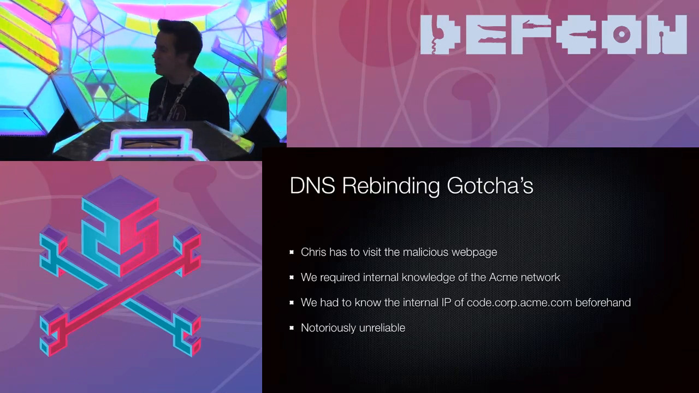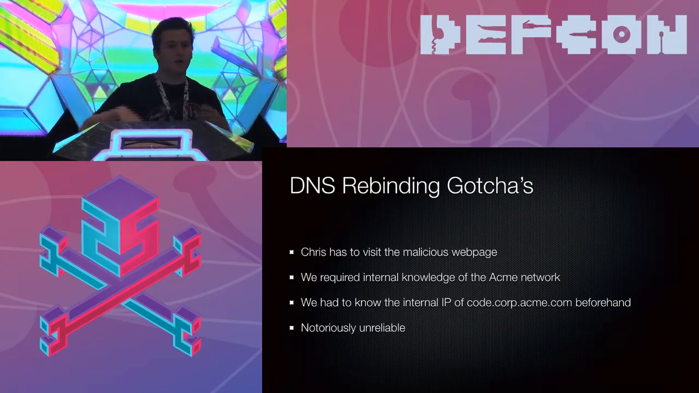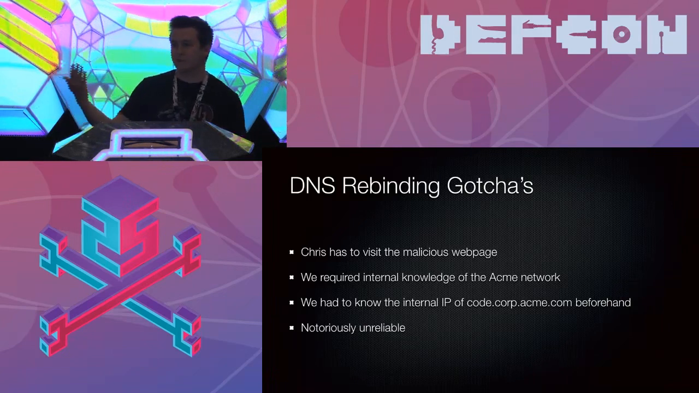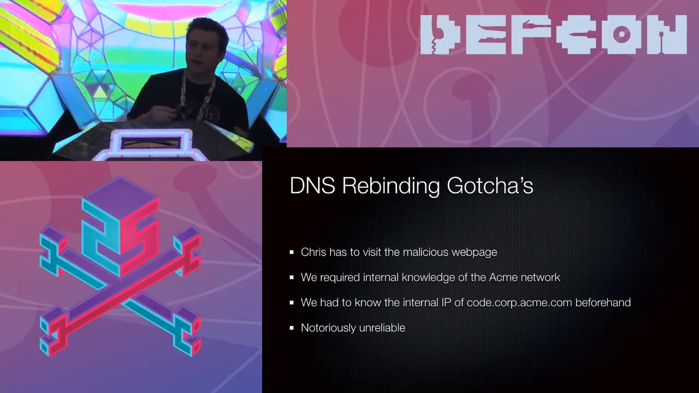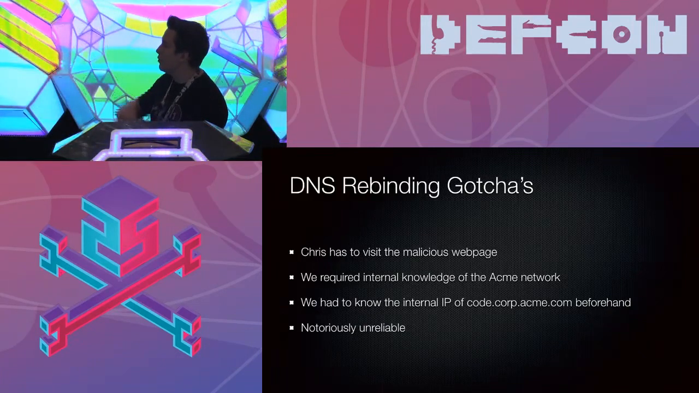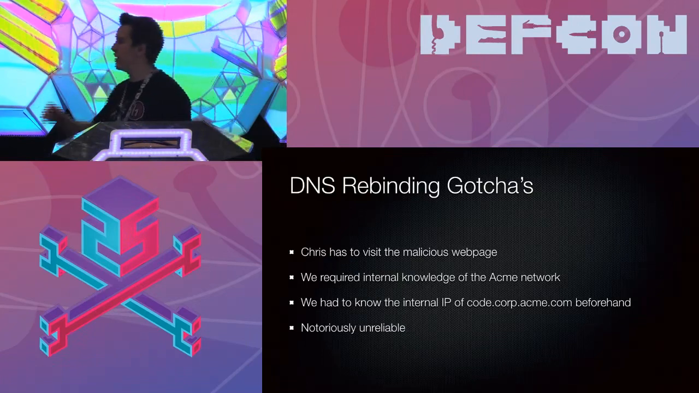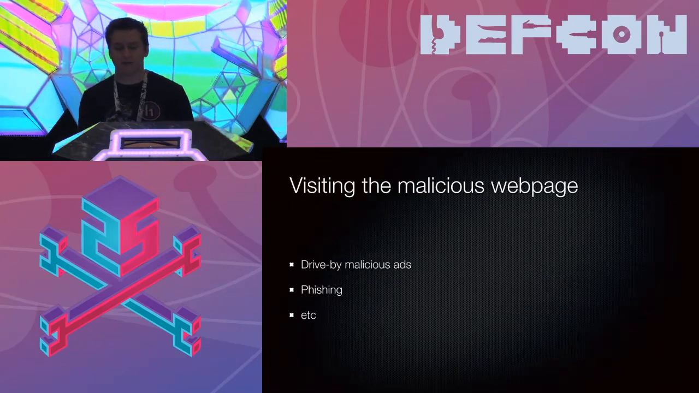So for those of you that don't work with split DNS, basically the way it works, if you're on the corporate intranet, you have certain results that will only resolve when you're inside of the network. And the way that works is your DNS resolver, when it gets a query, looks at it and says, is this coming from inside? Okay, let me serve it these records over here. And oh, this request came from the outside, let me serve it those records over here. That's called split DNS. So we can't go query code.corp.acme.com from the outside to know its IP. We had to know that ahead of time. And finally, the DNS rebinding is notoriously unreliable. So let's break some of these down and talk about how to get past some of these.